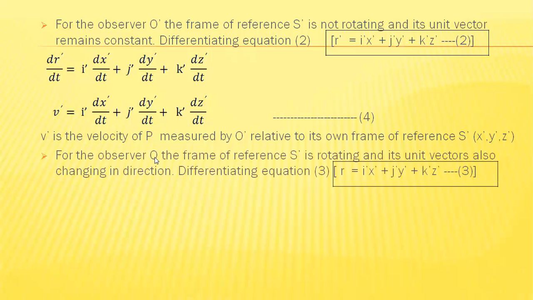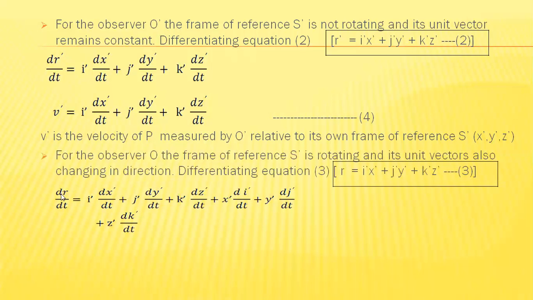Now for the observer O, the frame of reference S' is rotating and its unit vectors are also changing direction. That is, i', j' and k' are also moving. Therefore, I have to differentiate equation 3, which I mentioned in the previous slide.